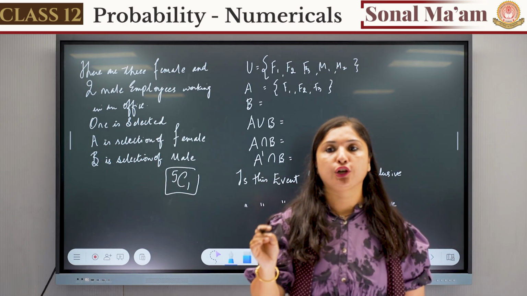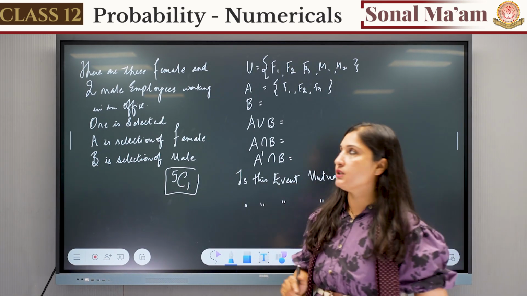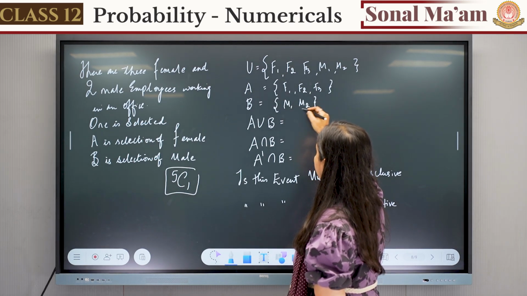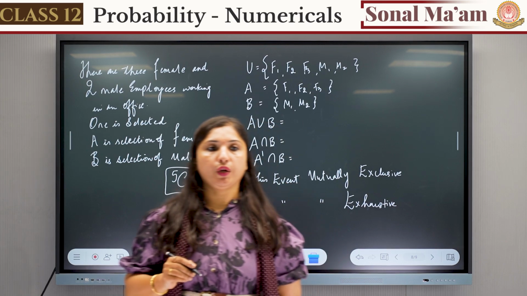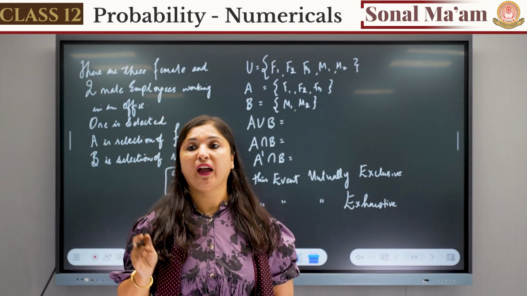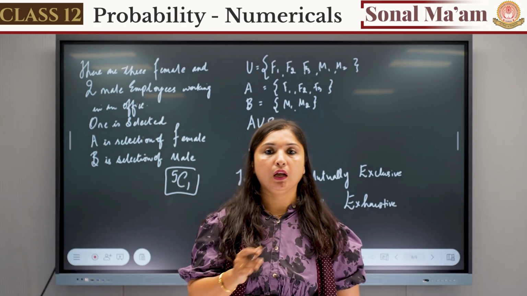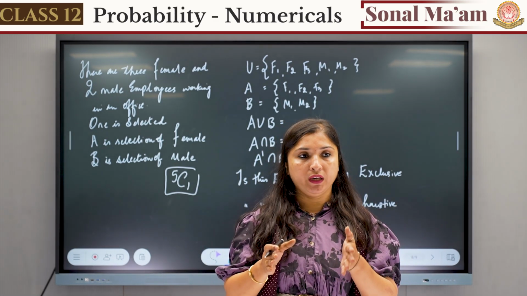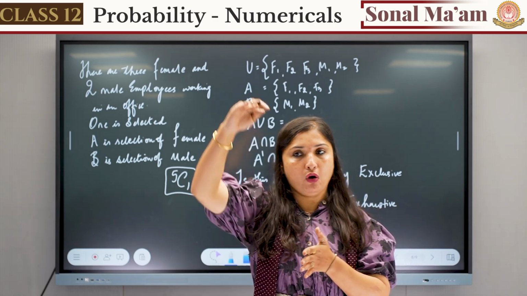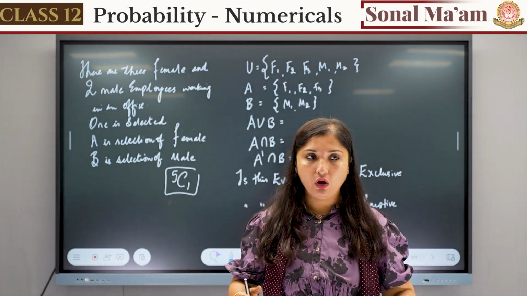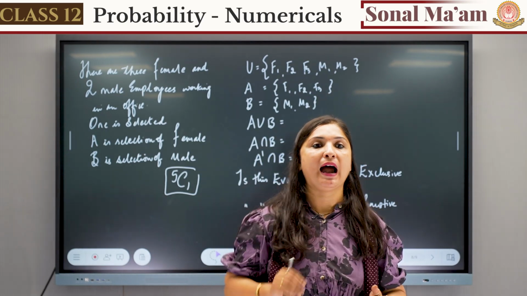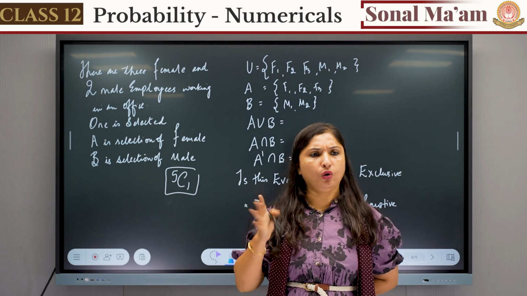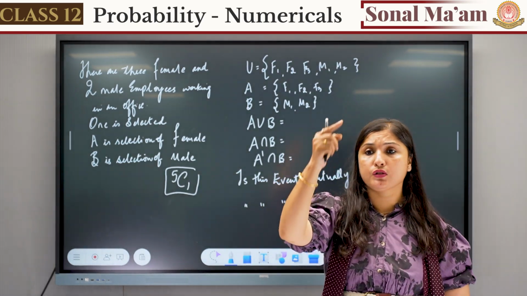Event B is selection of male employees. Male employees we have 2. So we have M1 and M2. Fine? Okay. The first question, you have to find A union B. What is union? When it is union between the 2 events A and B, we want A also, we want B also, we want the common part also, but is there any common part? No, so no concern, but we have to write A also and B also.